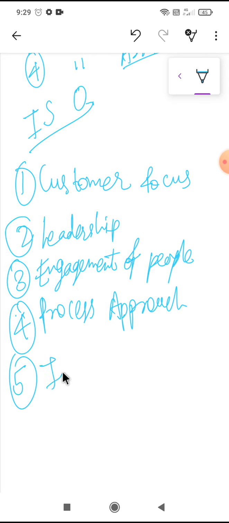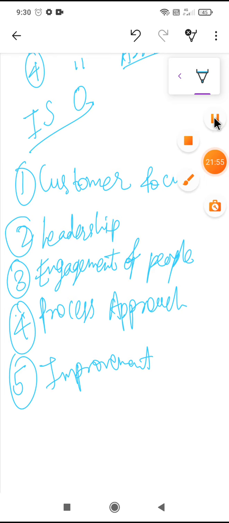Then improvement. Successful organizations have an ongoing focus on improvement. Improvement is essential for an organization to maintain current levels of performance, to react to changes in its internal and external conditions, and to create new opportunities. So these are the five basic principles given by the International Organization for Standardization for quality management.